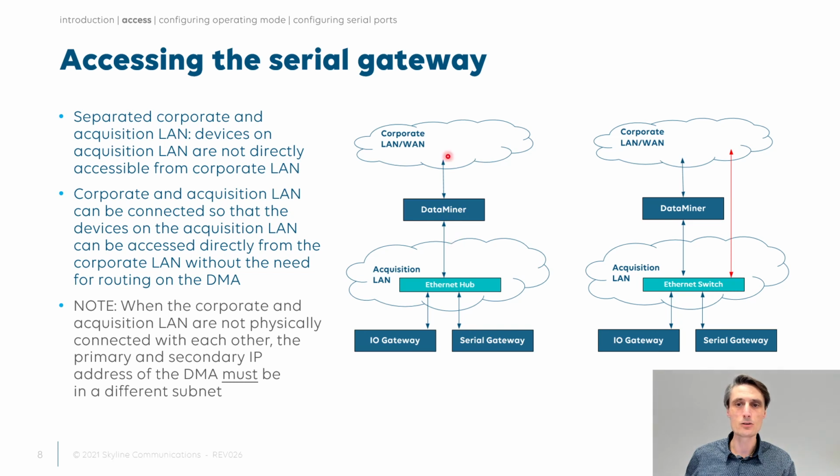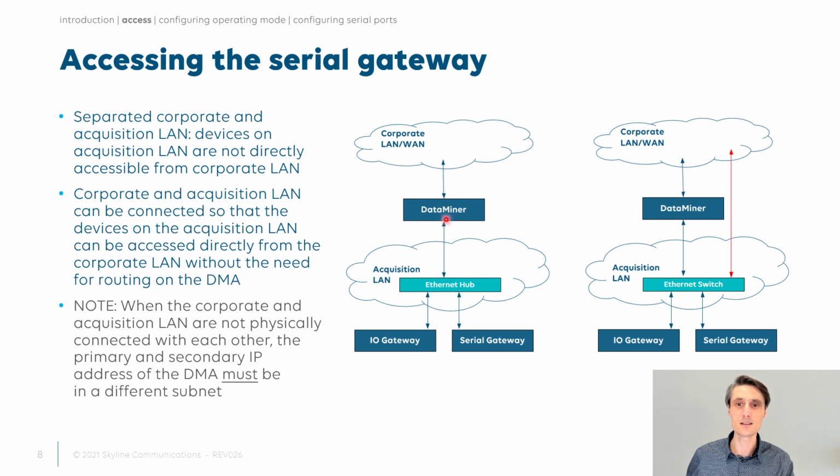If you don't have access, you could do a remote desktop onto the DataMiner agent and connect from there to the serial gateway, or you need to make sure you have some kind of route that is going to that acquisition LAN to be able to connect to that. There's a small note here, just a technicality on TCP/IP networking. If you have separate networks, also make sure that the IP addresses on the first and the second network interface are effectively in a different subnet.